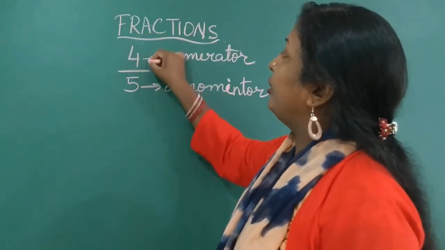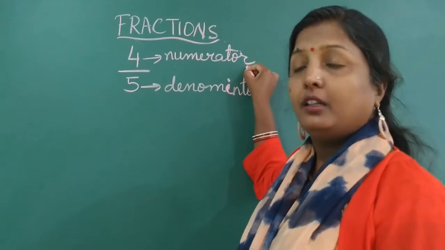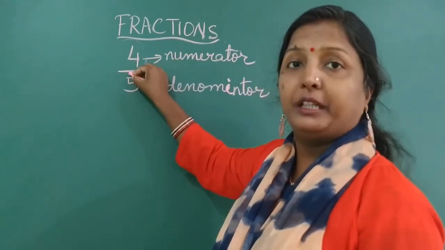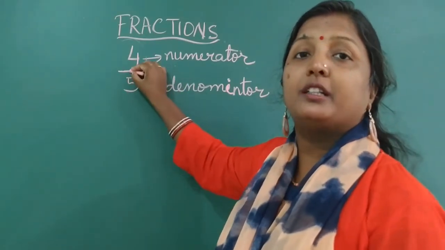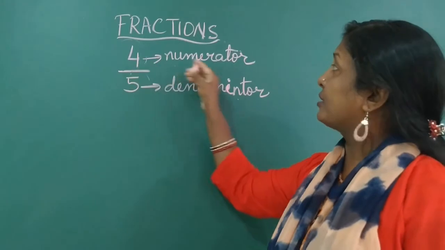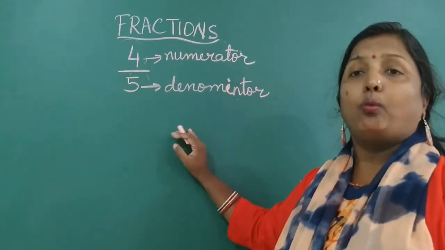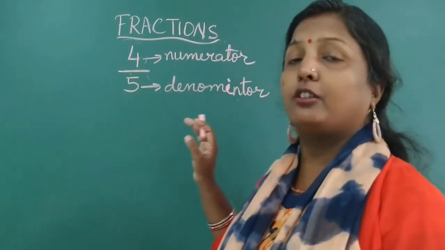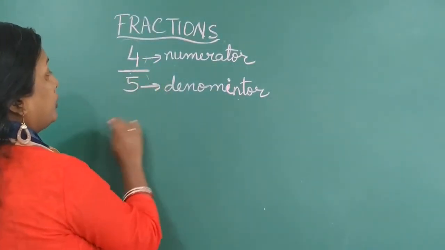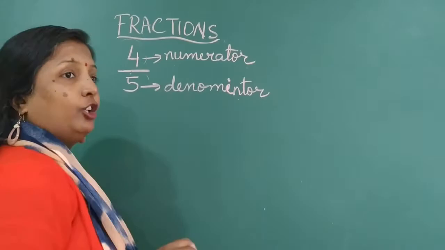The number written on the top is said to be the numerator because this is a part of the whole that is in the denominator. So the number in the denominator says the whole. This is called denominator, this is called numerator. Now, what are the different types of fractions that we had learned? One is the proper fraction, like this, in which the denominator is greater than the numerator.